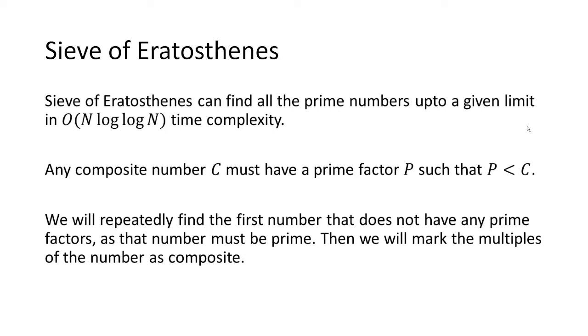So this is the sieve method. The sieve method is an even more efficient way to find prime numbers. It has a complexity of n log n. The way this works is, any composite number c must have a prime factor p less than c. This is a very obvious fact. Then we repeatedly find the first number that does not have any prime factors. If it does not have any prime factors, then that number must be prime. We take this prime and mark its multiples as composite. We run a loop to find all the multiples and mark them as composite.